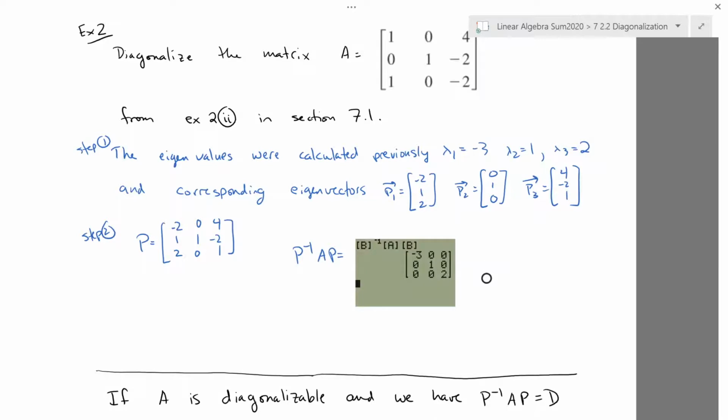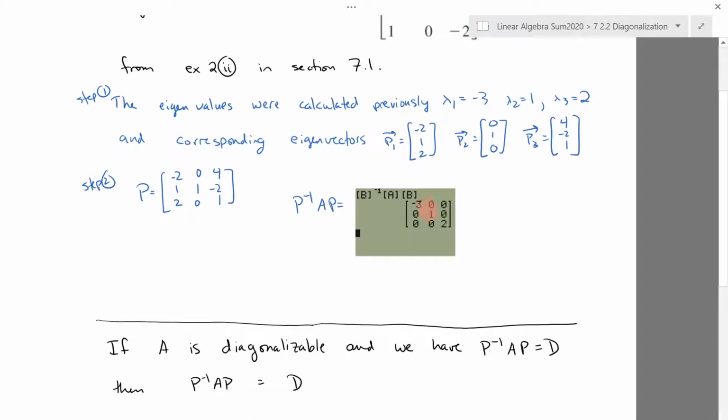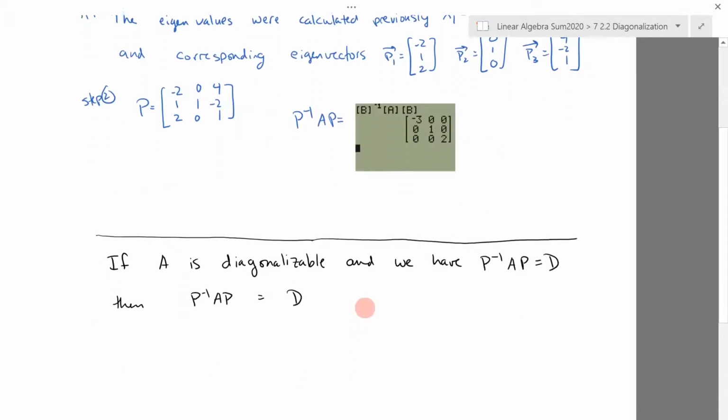And again, we already know it has to be diagonalizable, right? Because all three eigenvalues are distinct. Okay, so that's the diagonalization. And again, if you want the eigenvalues in a different order, you can just switch the order of the eigenvectors for P.